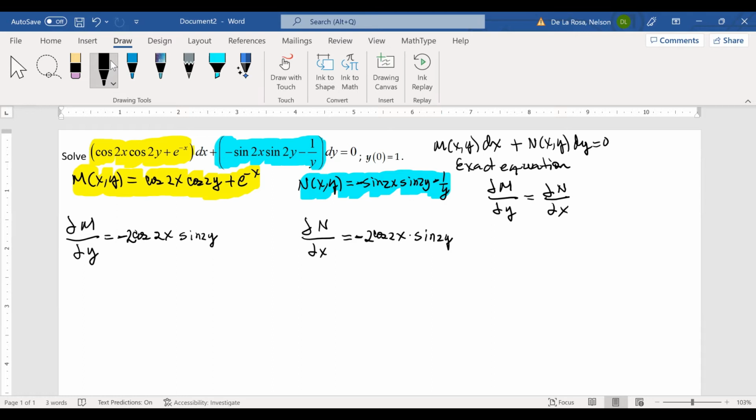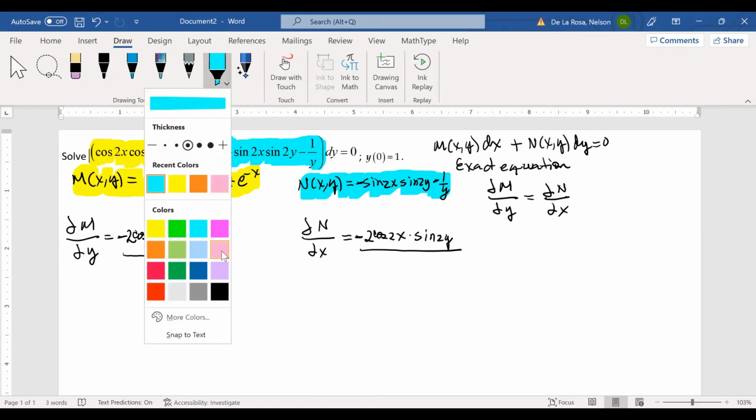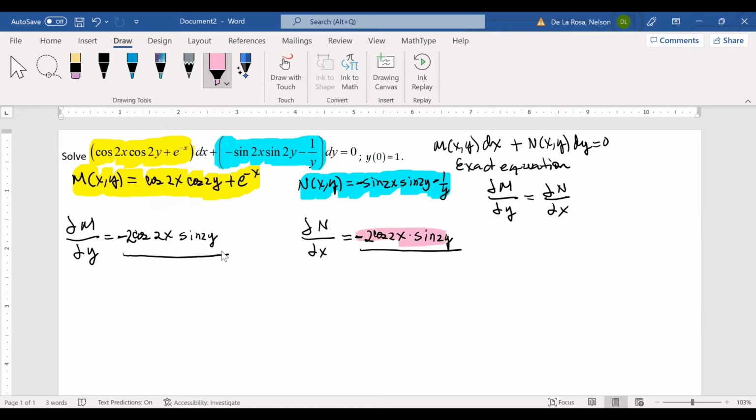So notice that this expression is the same as this. We can conclude that these two expressions are the same. Since they are the same, the one in pink, the equation is exact. So the given equation is an exact equation.